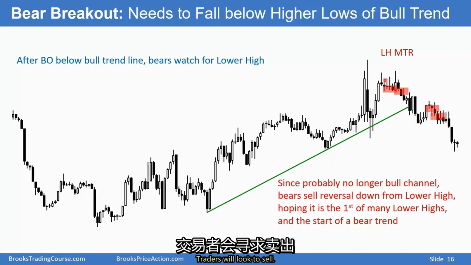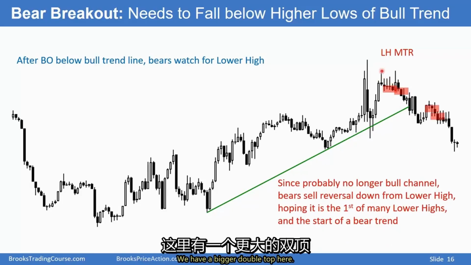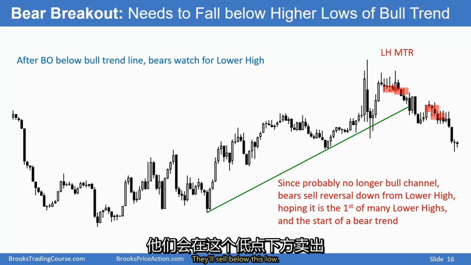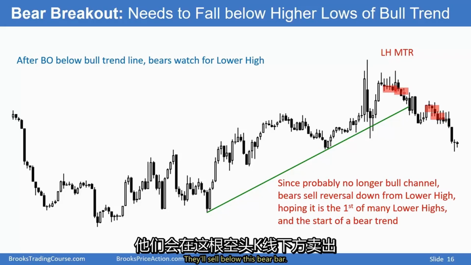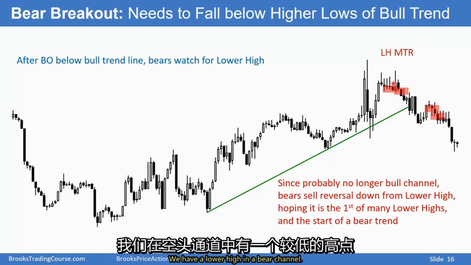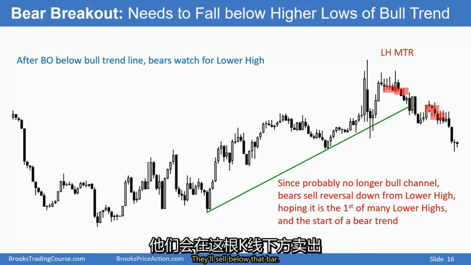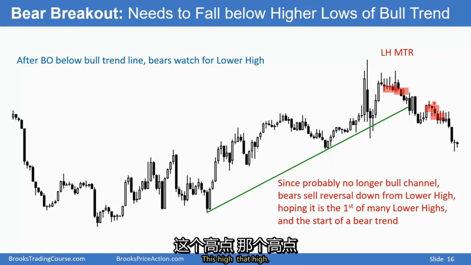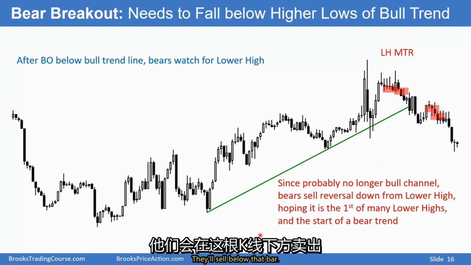Traders will look to sell. We have a micro double top here. We have a bigger double top here. They'll sell below this low. They'll sell below this bear bar. We have a lower high in a bear channel. They'll sell below that bar. Now we have a micro double top, this high, that high. They'll sell below that bar.